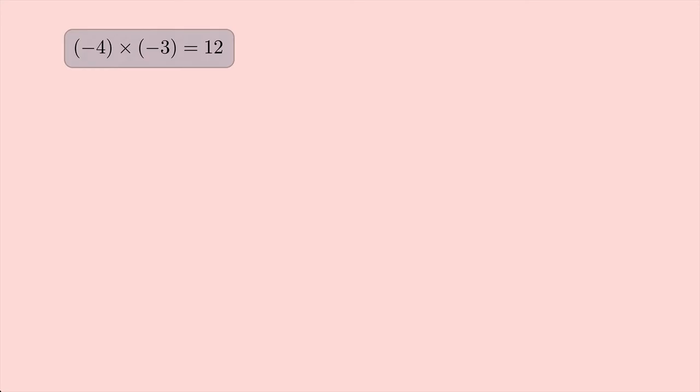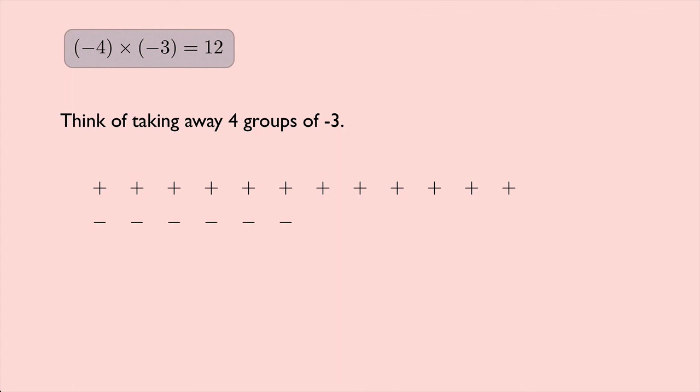How about negative 4 times negative 3 is 12? Well, in this case, think of taking away 4 groups of negative 3. Taking away 4 because we have negative 4, and we're taking away groups of negative 3. So again, we'll do our 12 plus signs and our 12 minus signs here. And then we're going to take away 4 groups of negative 3. And what's left over? Positive 12.